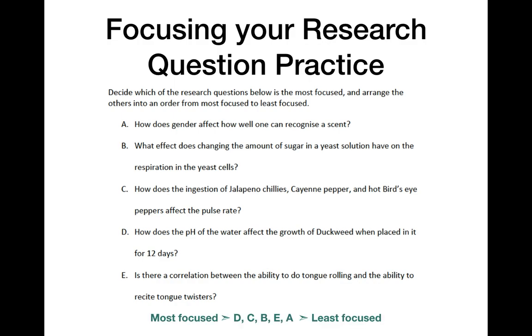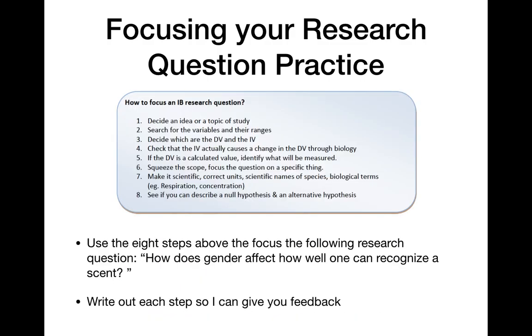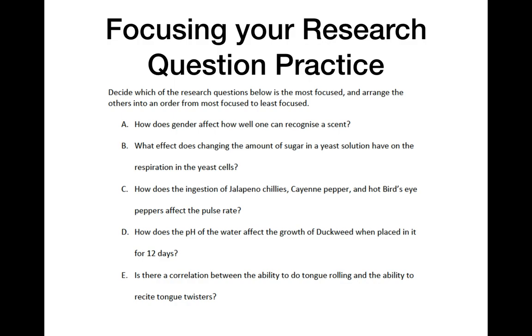So the most focused one definitely is D, because in D we have a duckweed that's a specific species. It's a common name, not the scientific name, but it's an actual name of an organism. And the length of time, 12 days. We have pH, how does it affect the growth of duckweed. This can be a lot more specific, but it's a pretty good start.